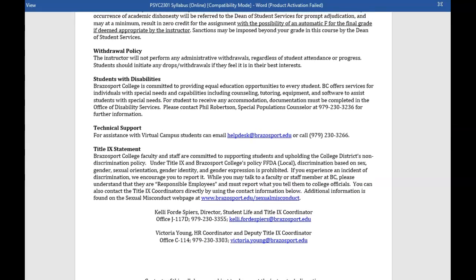I do not administer or perform any administrative withdrawals for students. So I don't withdraw students from my classes. I'm happy to advise a student if they're concerned about their grade and they want to know if withdrawing from the class is in their best interest. But ultimately, that's a decision the students have to make, and that's something that they will have to do with the Office of the Registrar.